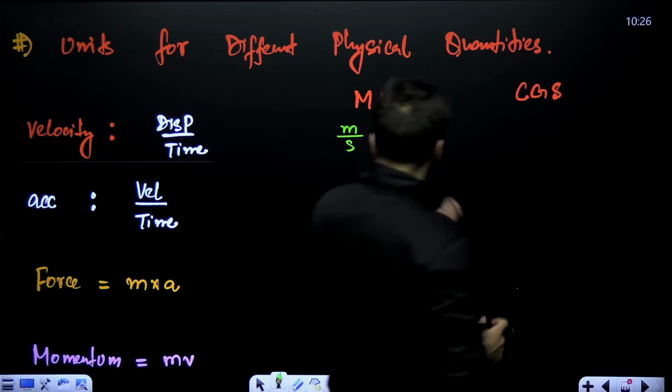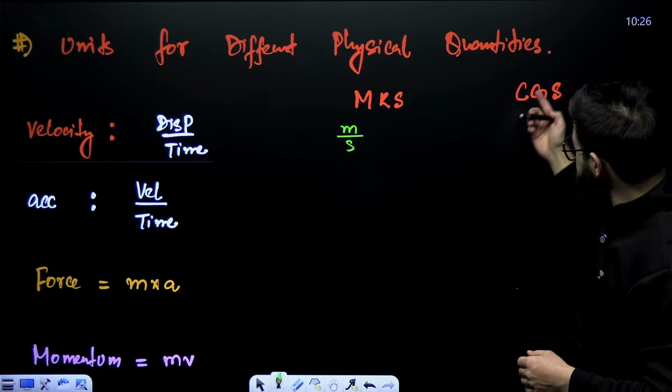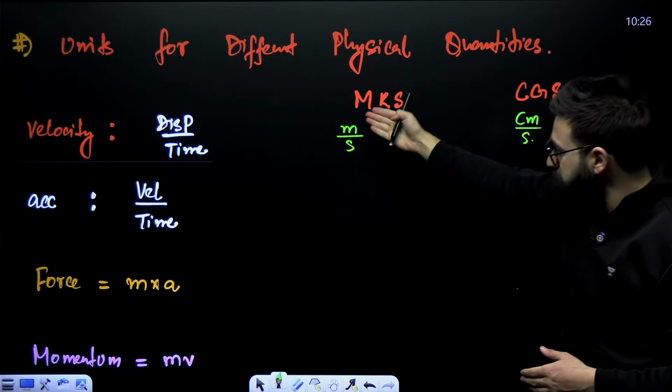And in this particular case, we measure the distance in centimeters and time in seconds. So centimeter per second, meter per second.